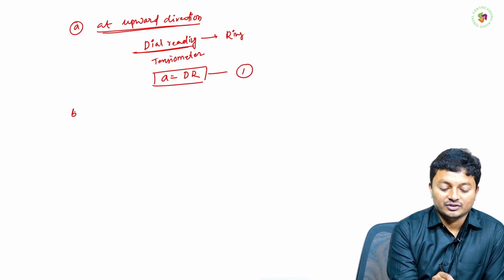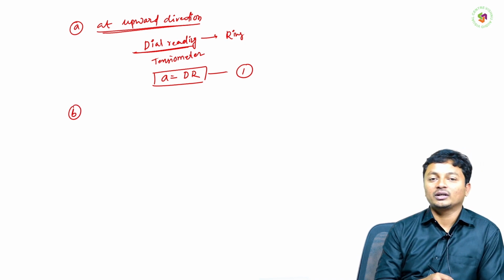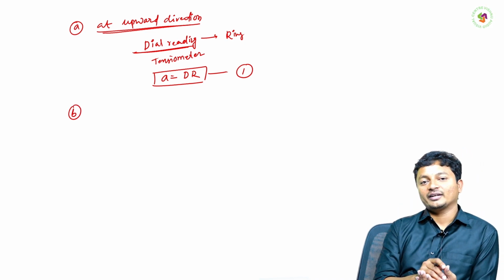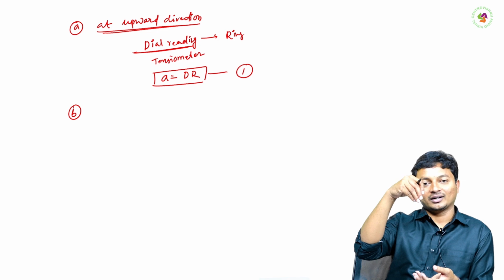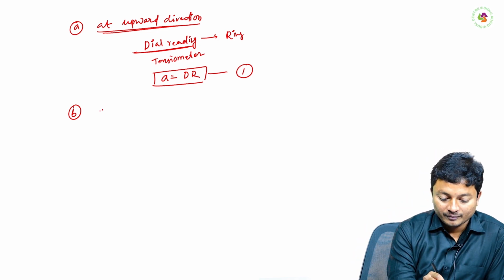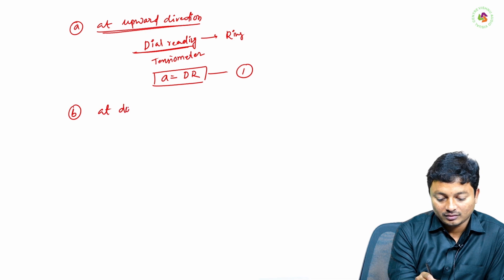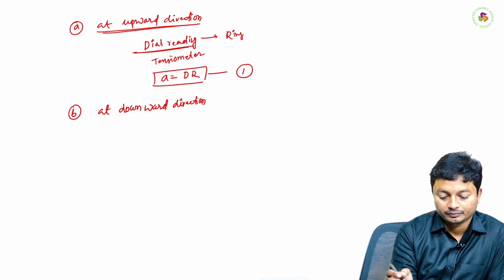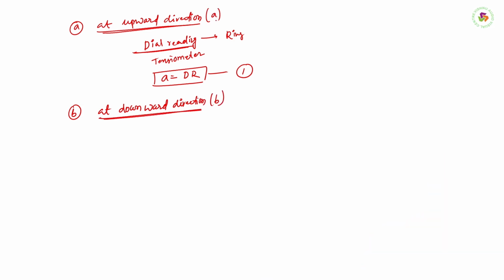Let us see what will happen at downward direction. So this downward direction happens when we are trying to dip the ring into the sample. At downward direction, at point B, here B value will be 2 pi r.